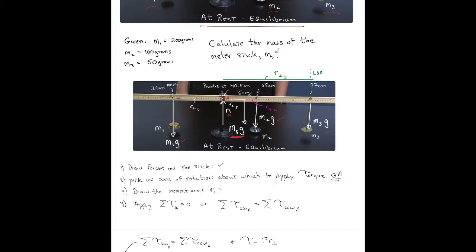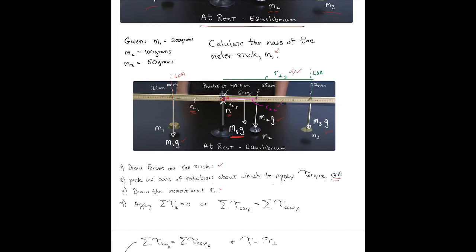Remember, here's my line of action for M1G, and I have to draw a perpendicular line from the line of action to the axis of rotation. That's that line right there, R perpendicular 1. I did that for number 1, I did it for number 2. Number 3, I put it up here so it wouldn't be in the way. And then R perpendicular for the stick is from the axis of rotation out to where the center of mass of the stick is.